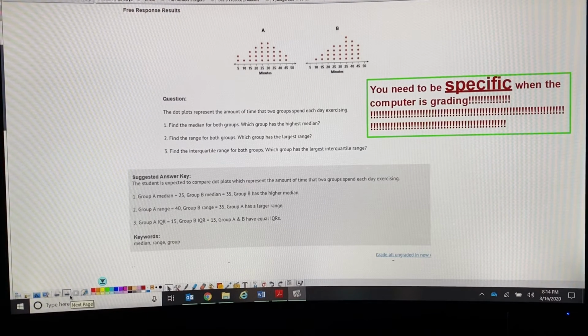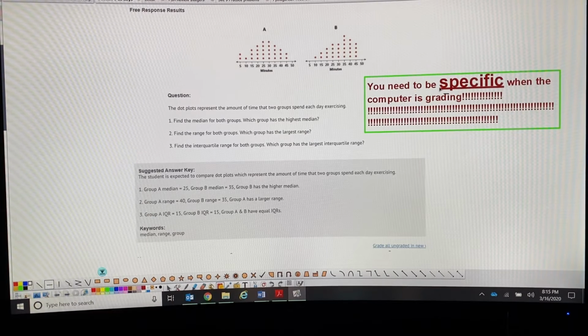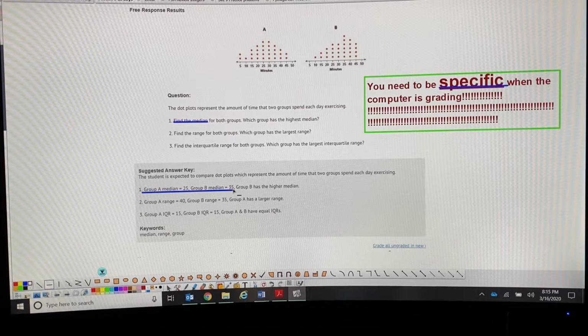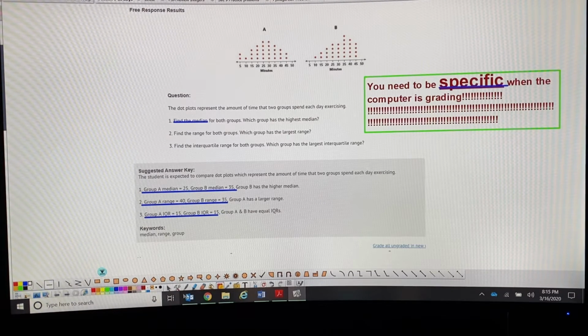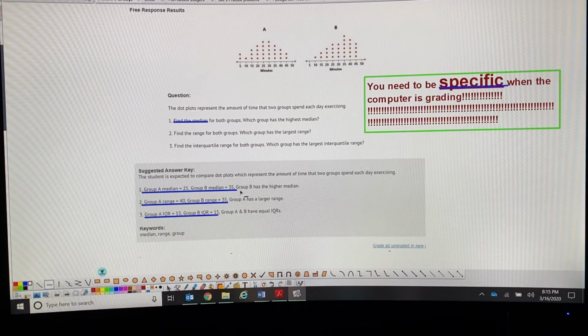Another question that was a big struggle and took a large number of points off was the free response. Remember what we said, you must be specific when a computer is grading. Since the question says find the median, you needed to state the median for both groups. You needed to state the range for both groups and what the IQR was for both groups. In addition to that, you then have to answer the second part, which one was higher.